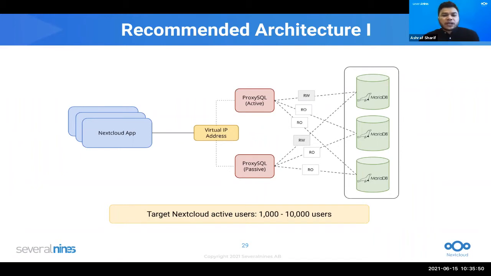The active ProxySQL node is basically the node that holds the virtual IP address. So a virtual IP address is a floating IP that exists only on one of the participating nodes. So if the active ProxySQL server goes down, the virtual IP address will be taken over by the secondary ProxySQL server without any changes required on the application side.